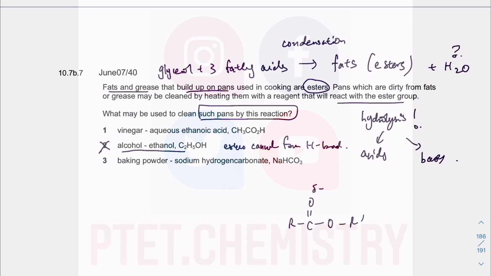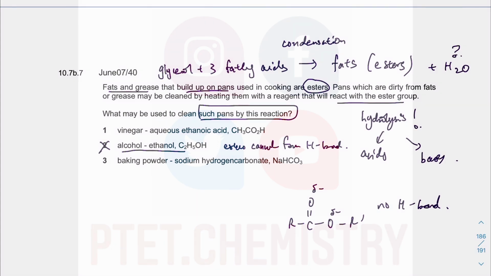there are dipoles on the oxygen, which is electronegative, but there is no hydrogen bonded to the oxygen at all. So no hydrogen bond. They cannot form hydrogen bonds between themselves. They cannot form hydrogen bonds with water. But they can form permanent dipoles with alcohol. Hang on, they can form permanent dipoles with alcohol.